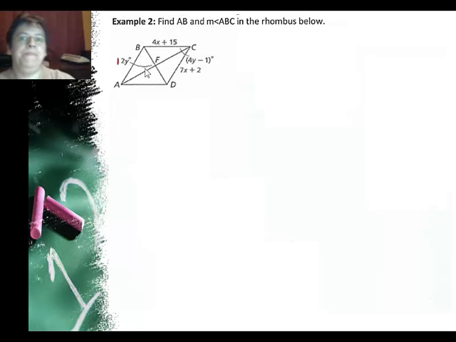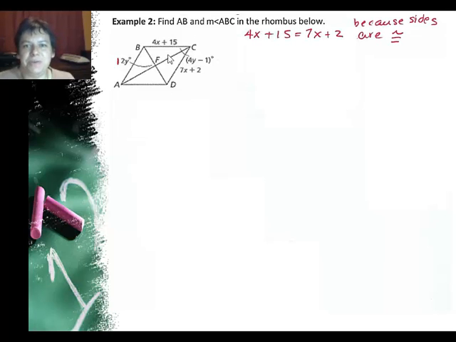Now on example 2, first of all, I accidentally left a 1 off, somehow it got cut off on the printout. So this is supposed to be 12y for this angle. Since it's a rhombus, we know a couple things. All the sides are congruent and the diagonals of a rhombus are perpendicular to each other. So let me start with the congruent sides.